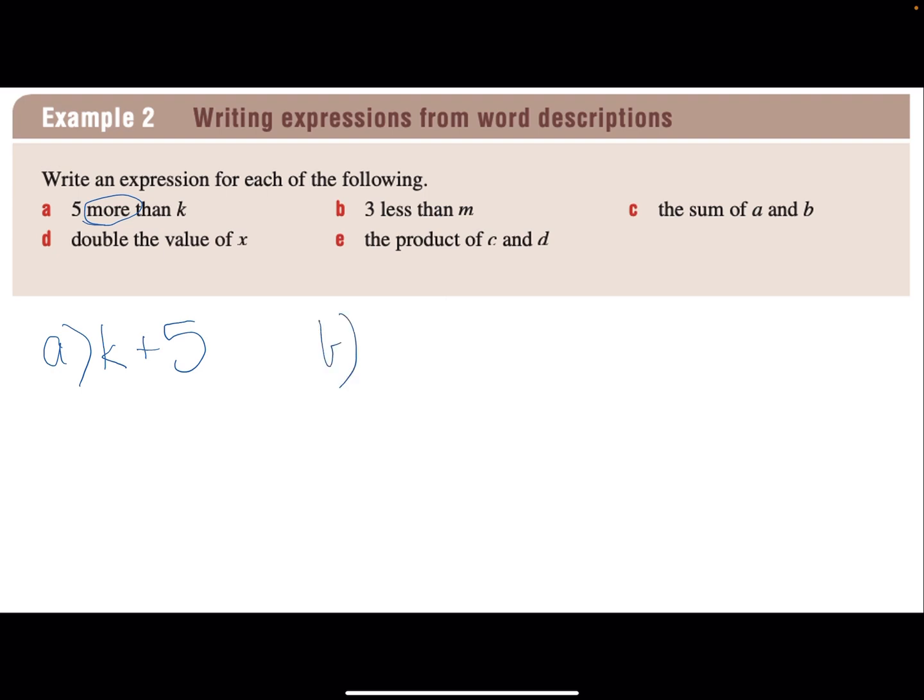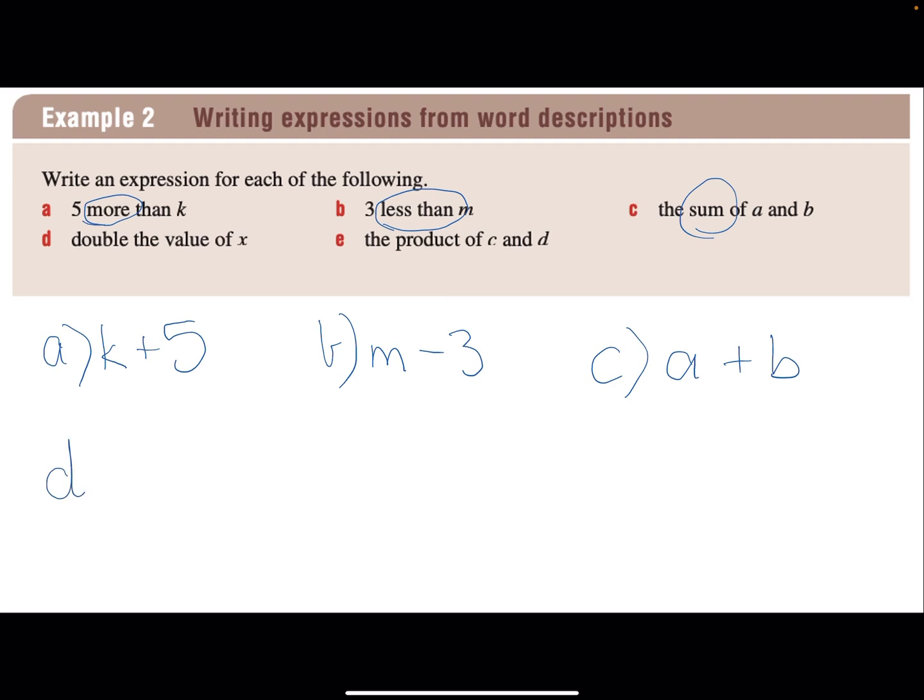For letter B, we've got less than, which you would recognize as subtraction. So 3 less than M, we would put M first and then subtract 3. When we look at C, again, the key word there is sum, which you should recognize as addition. So if we're going to add A and B, that's simply A plus B.